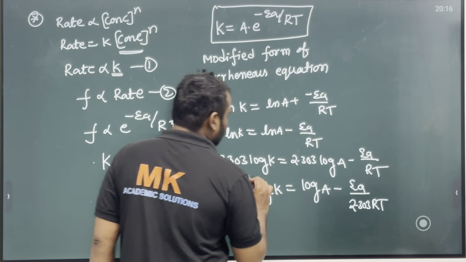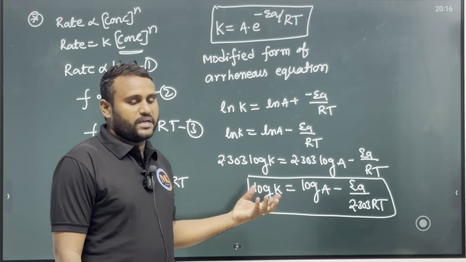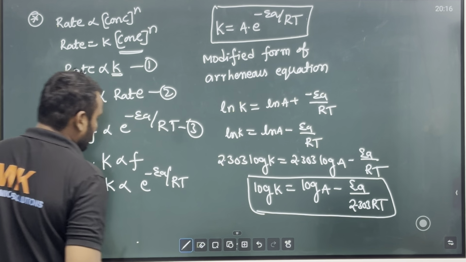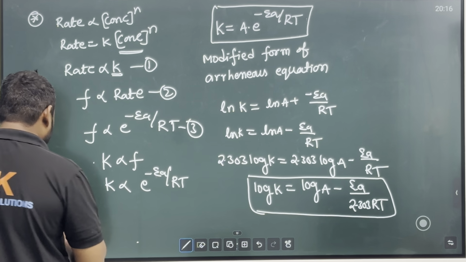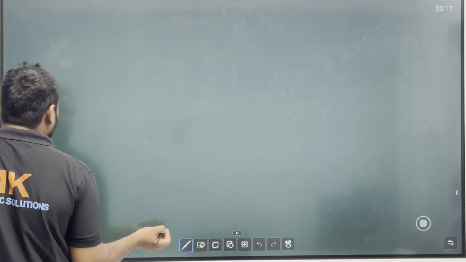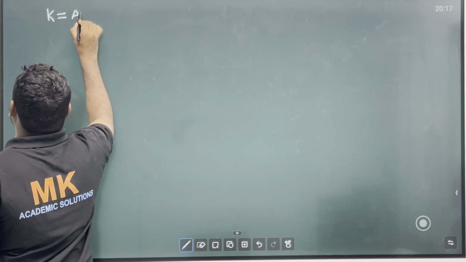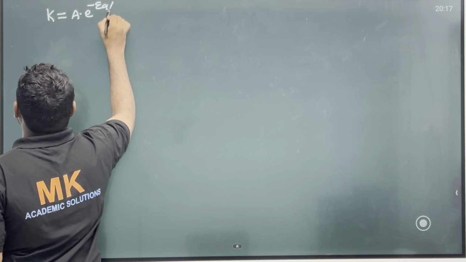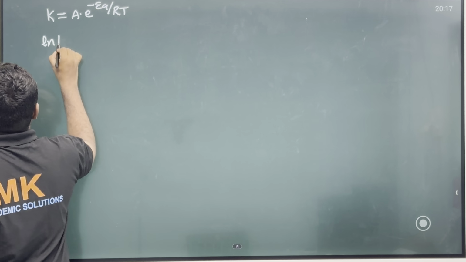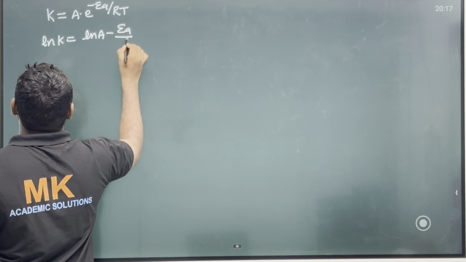Now, using this equation, in the exam they will ask graphs also. They will give the graphs, and they will ask what the terms in the graph are. So now let us draw the graph for this Arrhenius equation. The simple form of the Arrhenius equation is k is equal to A into e to the power of minus Ea by RT, or ln k is equal to ln A minus Ea by RT.